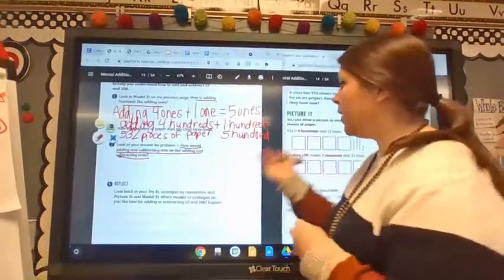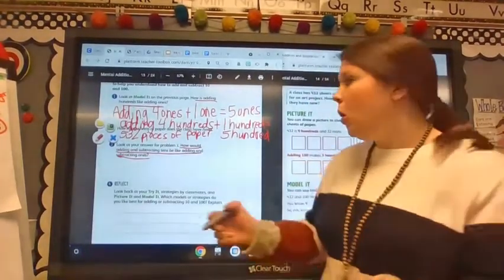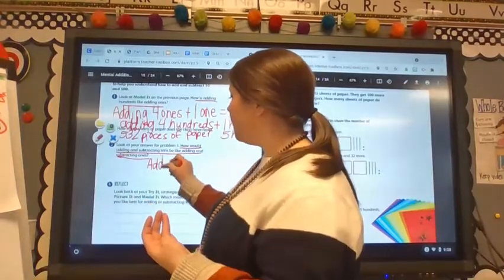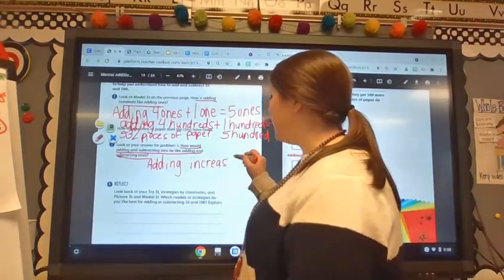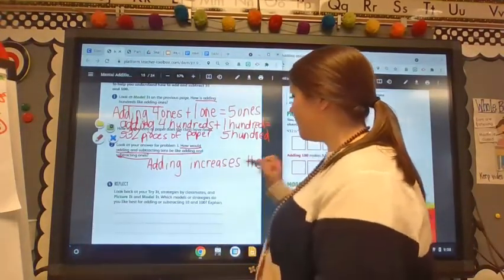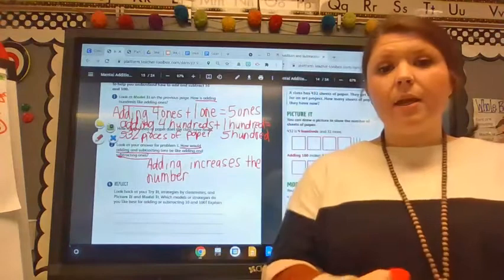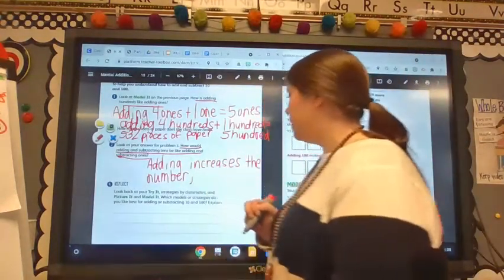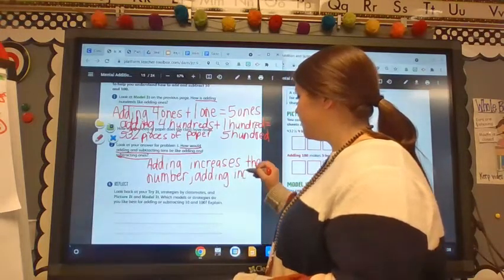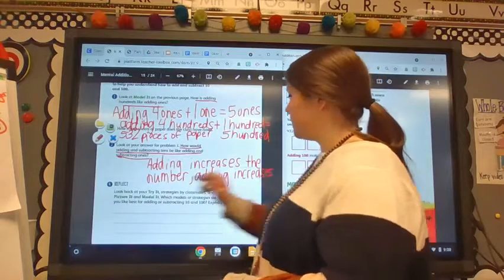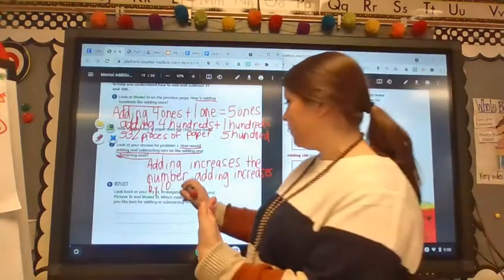So, how would adding and subtracting 10s be like adding and subtracting 1s? Well, we know that when we're adding, things are getting larger or they're increasing, right? So adding increases the number. If we're adding 10s, then it's going to be increasing by 10. All right, so if we're subtracting, then we're decreasing, right?